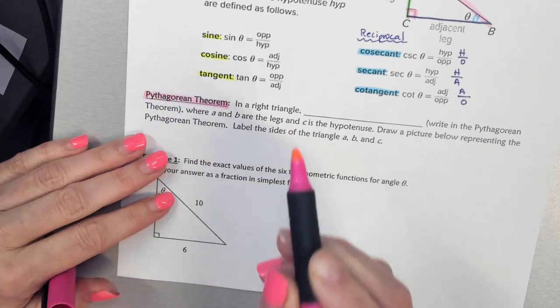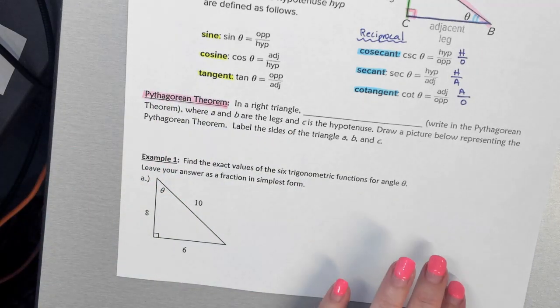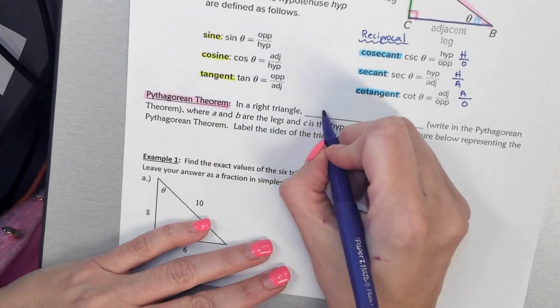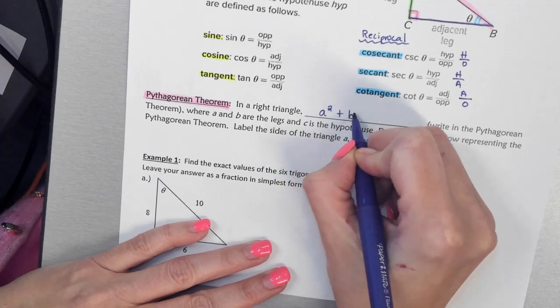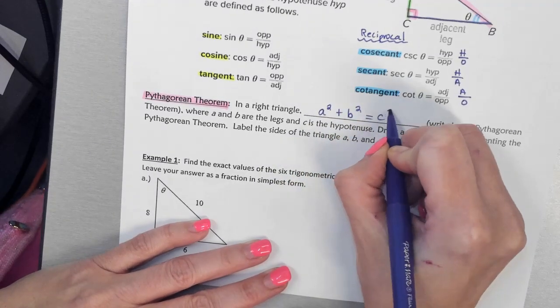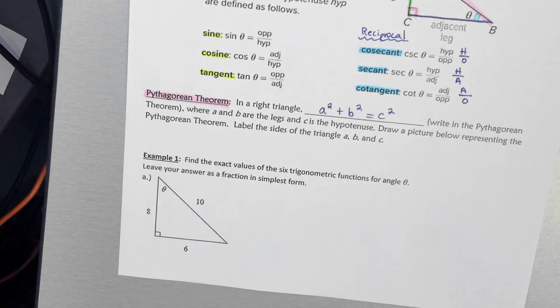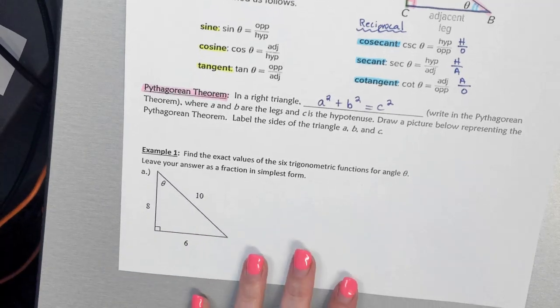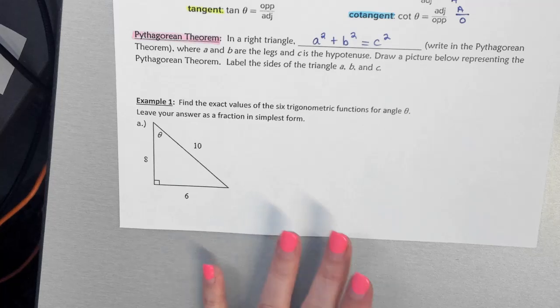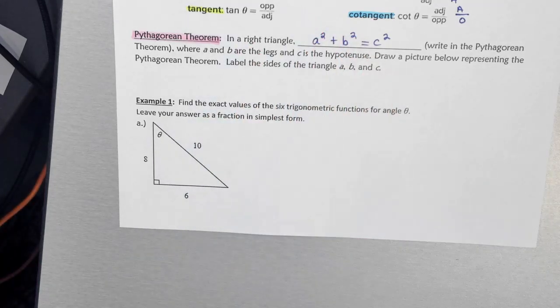Yes, a squared plus b squared equals c squared. Okay, so when we're doing a squared plus b squared equals c squared, we just want to keep in mind that a and b are the legs and c is the hypotenuse. It really doesn't matter what order you put the legs in, but c does have to be the hypotenuse.